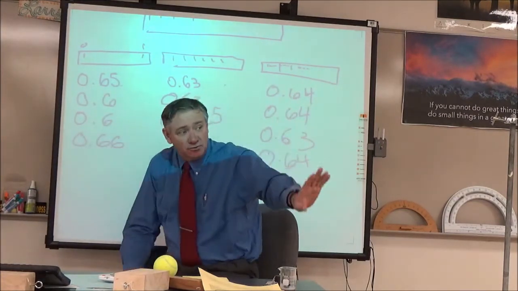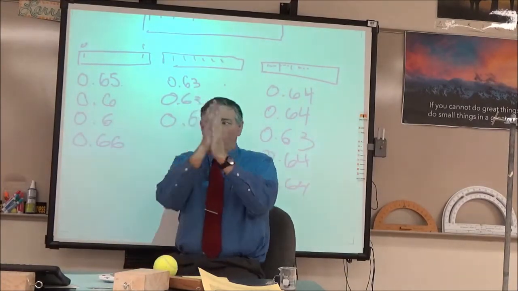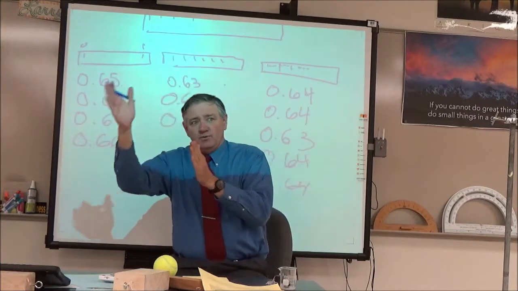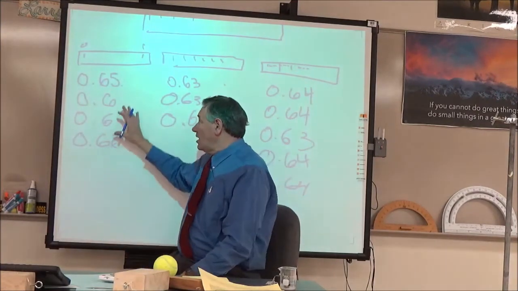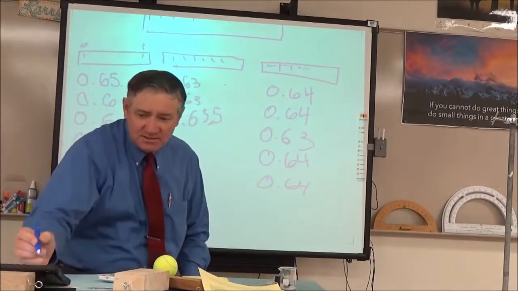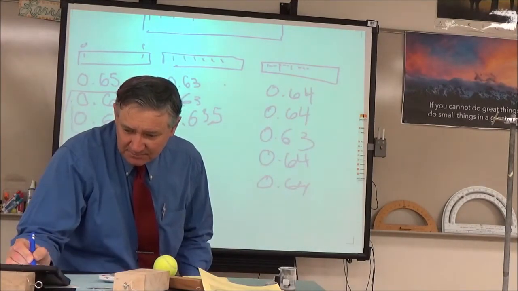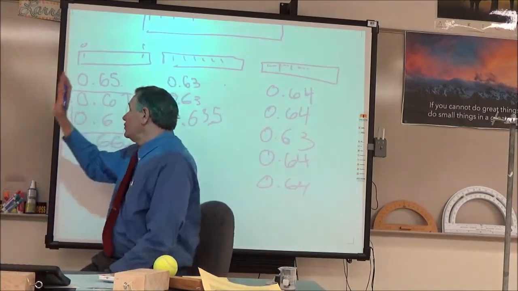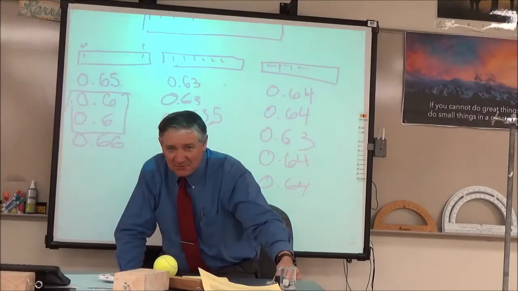So here's the rule. You can only estimate one more place value than what you know for certain. Okay? So on this one, these two measurements are correct. Because you can only guess one more place than what you know.